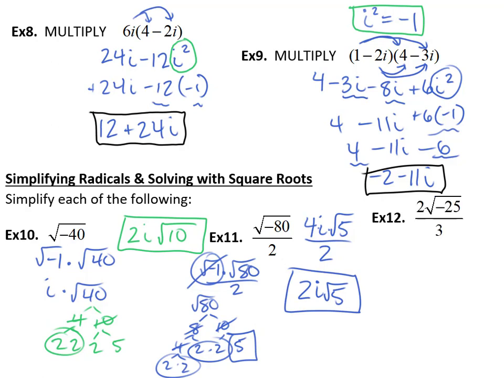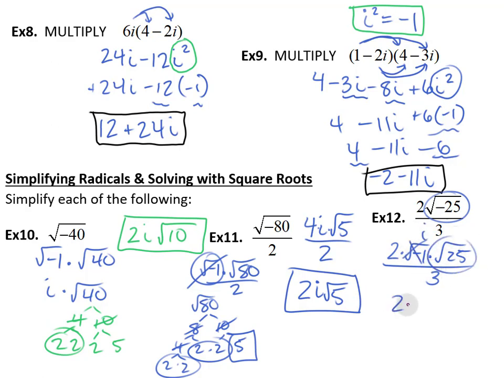Okay, one more example. Say we have 2 times the square root of negative 25 over 3. So once again, hopefully you're getting the idea. When I see a negative sign and a square root, i is going to come out for that negative sign. So you can think of this as 2 times the square root of negative 1 times the square root of 25, all over 3. So this is going to become i.